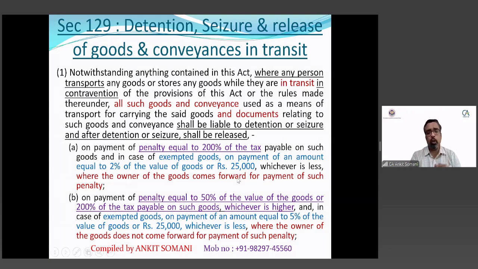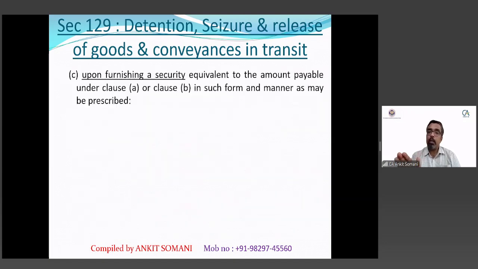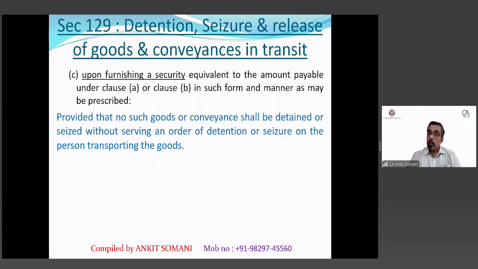There is one more clause to this. The goods can even be released upon furnishing of a security equal to the amount payable under clause A or clause B in such form and manner as may be prescribed. For such form and manner, we have to consider the respective rules. A very important provision: no such goods or conveyance shall be detained or seized without serving an order of detention or seizure on the person transporting the goods.